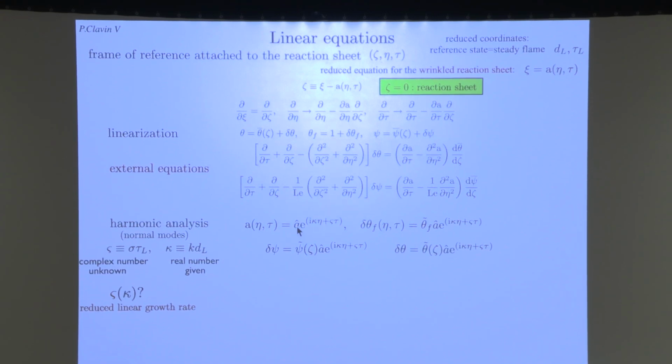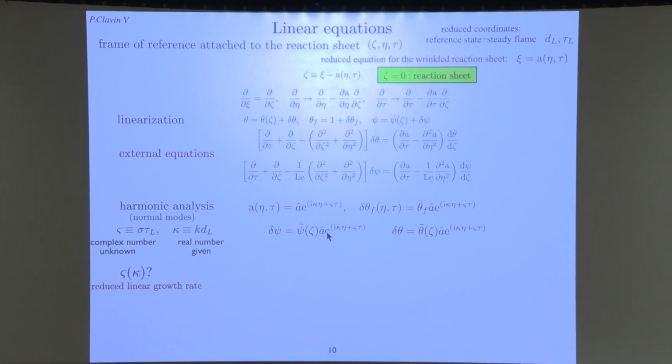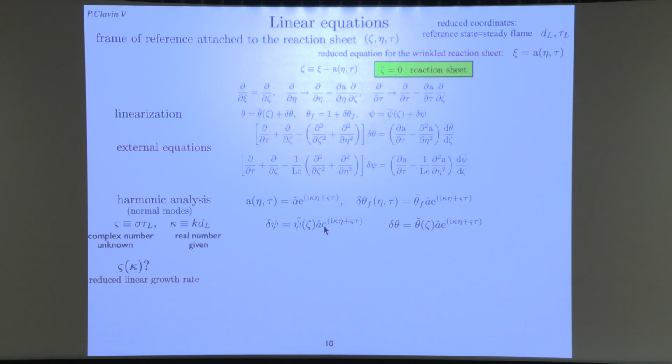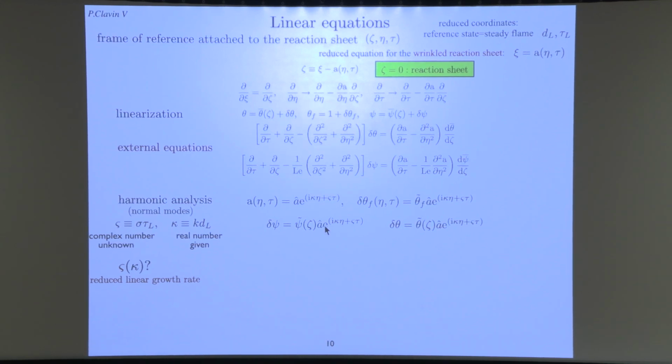Because you are linear, you are going to simplify this exponential on both sides, so it is not necessary to put it. It is not very important. So the problem is to find out what is the reduced linear growth rate depending on the reduced wave number.